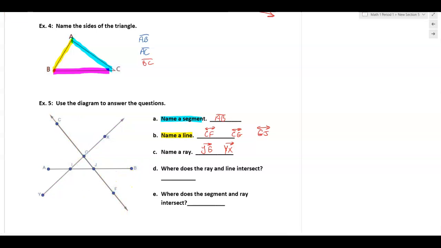So next, when I look here, it says where does the ray and line intersect? So if I look at this ray and I look at this line, where do they intersect? Okay, if I look, they intersect at point G. So I just write a G. Now where does the segment and ray intersect? If I highlight the segment and I highlight the ray, they both intersect right here at point I.